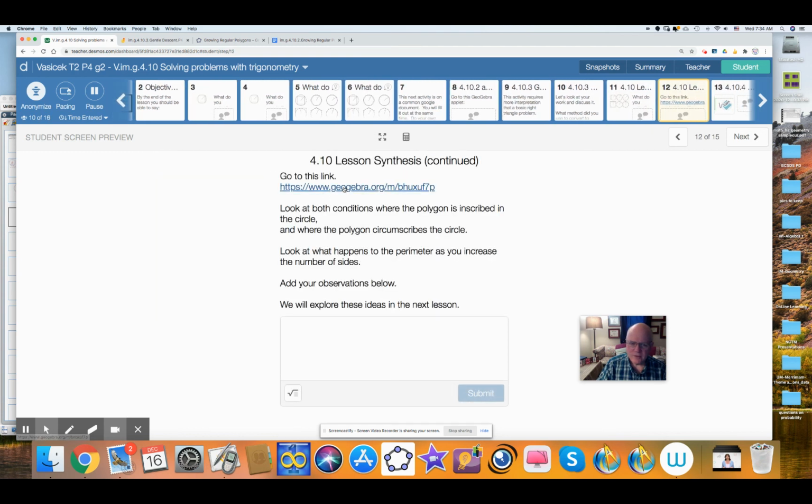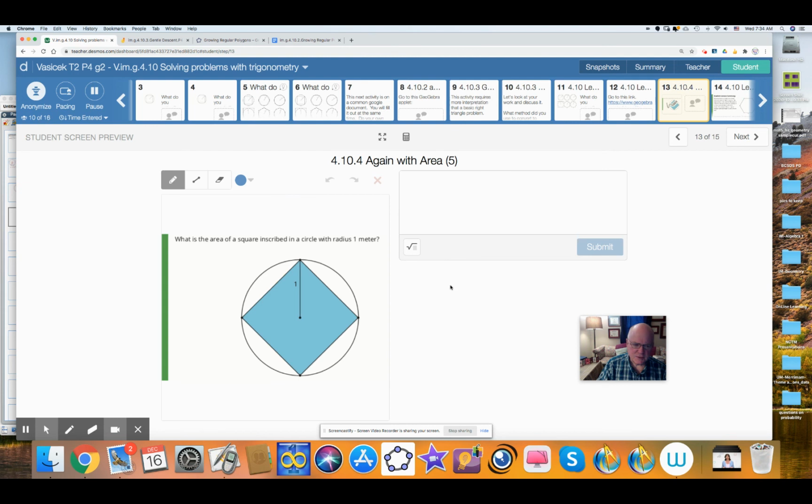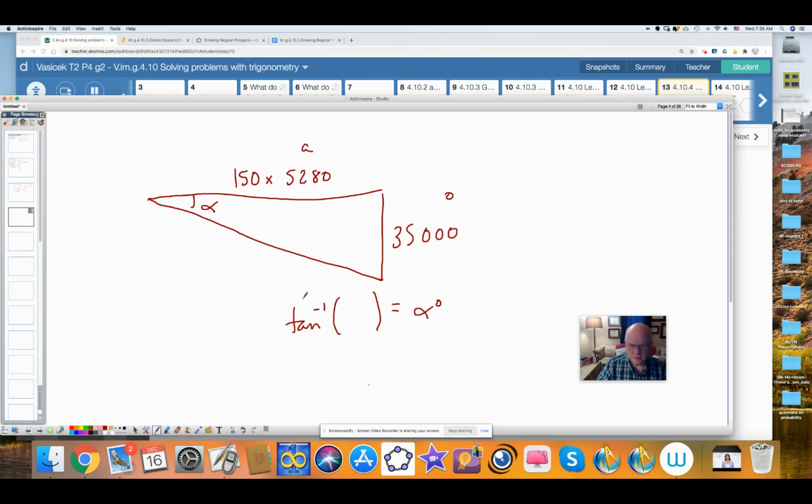And then we have this synthesis, which is talking about the area. It's the same GeoGebra file that we looked at before. And here we go, the last thing with area. This is kind of a fun problem, almost recreational. What is the area of the square inscribed in the circle?